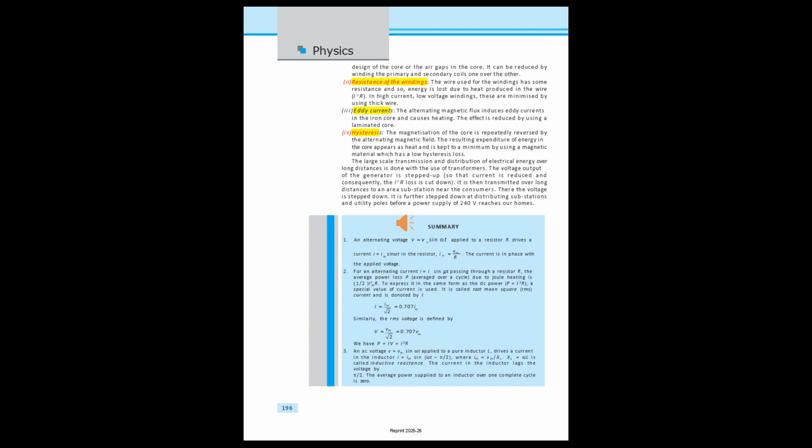2. Resistance of the windings. The wire used for the windings has some resistance and so energy is lost due to heat produced in the wire, I²R. In high current, low voltage windings, these losses are minimized by using thick wire.